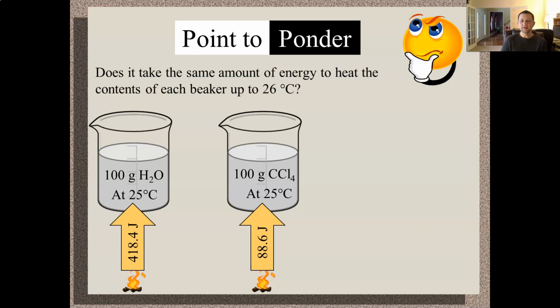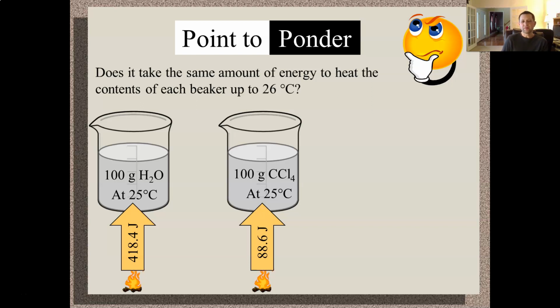And the reason goes all the way back to the first couple units of the course, where we looked at the structures of these various molecules and the intermolecular forces of attraction that hold them together. So with water, we have hydrogen bonding as the primary force of attraction, and for carbon tetrachloride, we have London dispersion as the primary forces of attraction there.